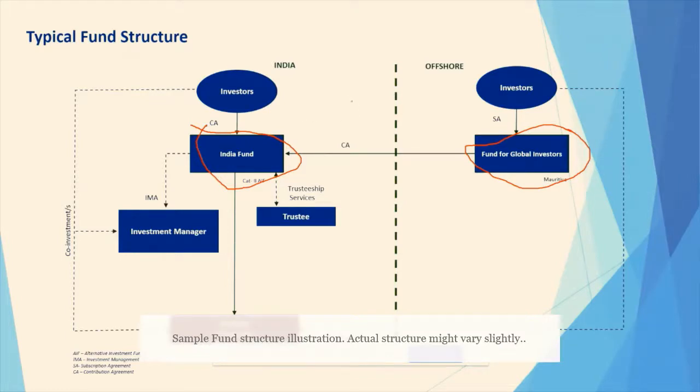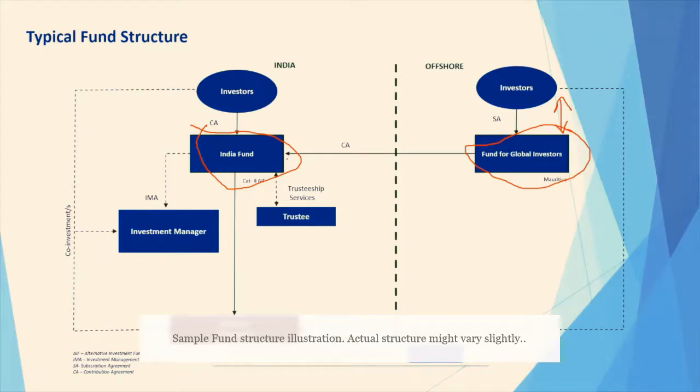So now, if you see this diagram, the Indian investors will invest into the India fund, and the global investors will invest funds into a global fund, this being set up in Mauritius here, which will again have a contribution agreement with the India fund. So remember, any agreement with the India fund directly is a contribution agreement. But this agreement, which is between the global investors and the global fund, is a subscription agreement.